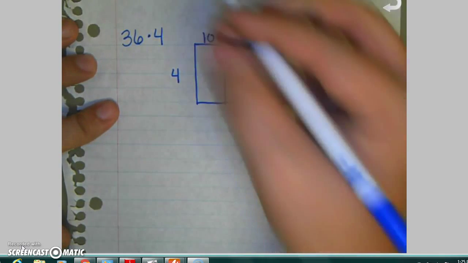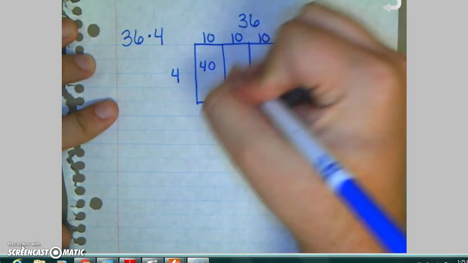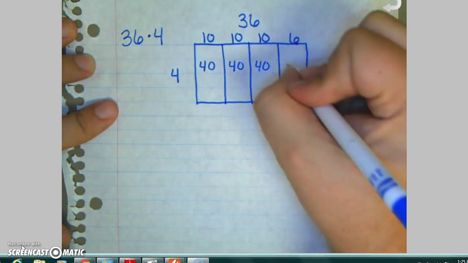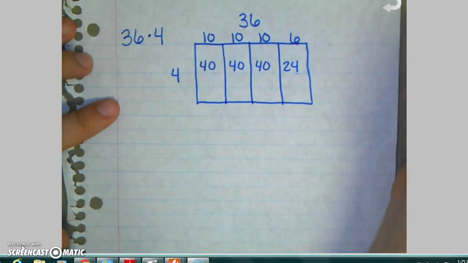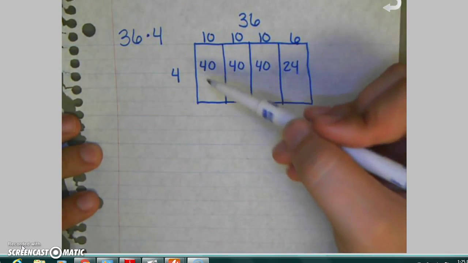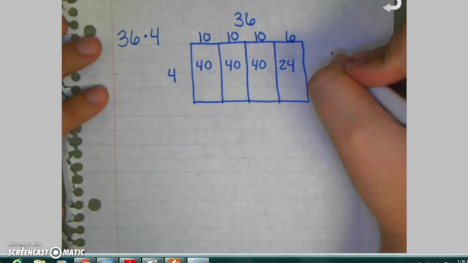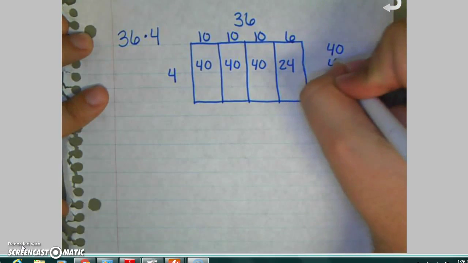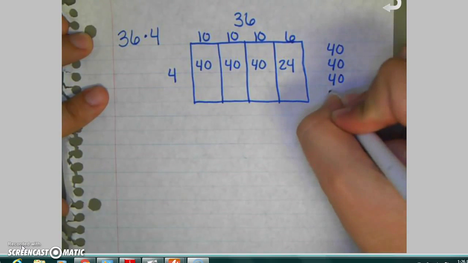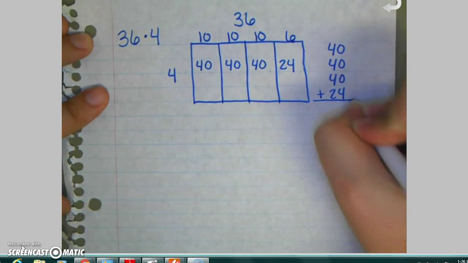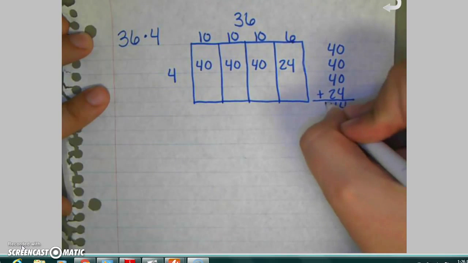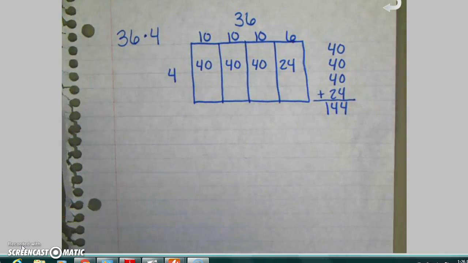So 10 times 4 is 40. 10 times 4 is 40. 10 times 4 is 40. And 6 times 4 is 24. To find the area of the entire figure, I would add up all my parts. So 40, 40, 40, 24. 40, 80, 120, 144. I still get 144.